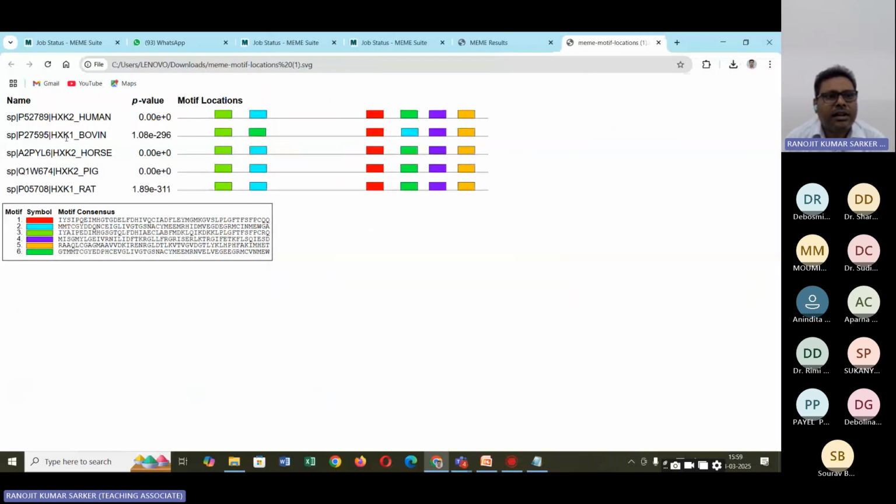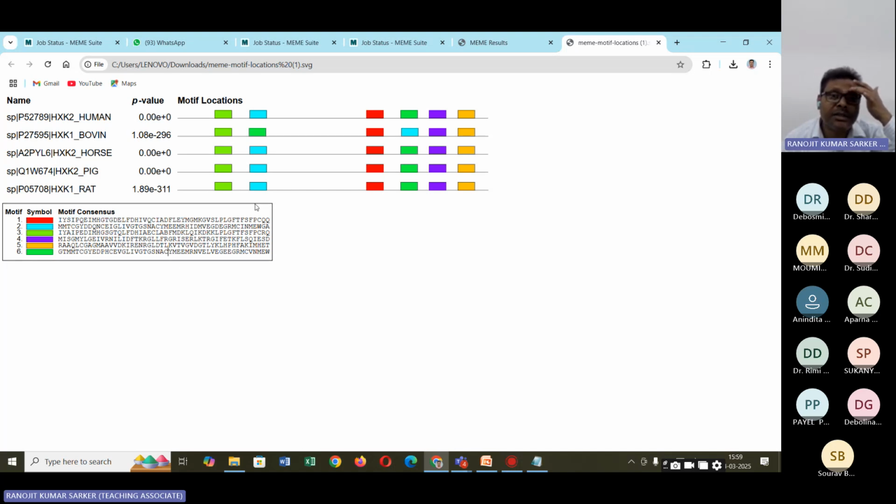Okay, these are the sequences that have been downloaded. You can see the motifs in different sequences. You can use this figure. So the consensus of each of these motifs you can see. The consensus sequence we have already discussed earlier.